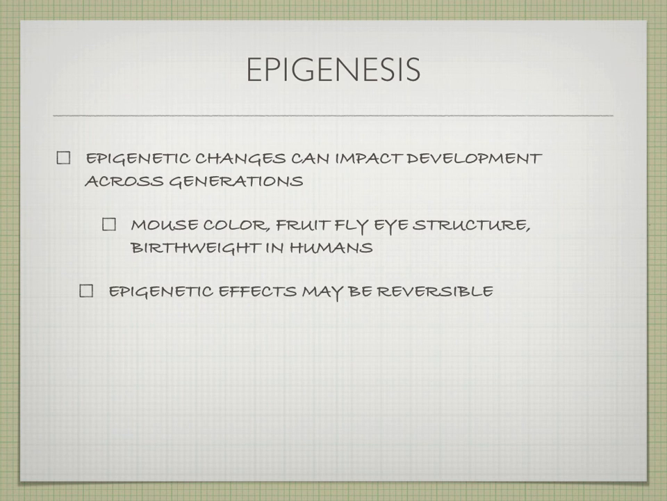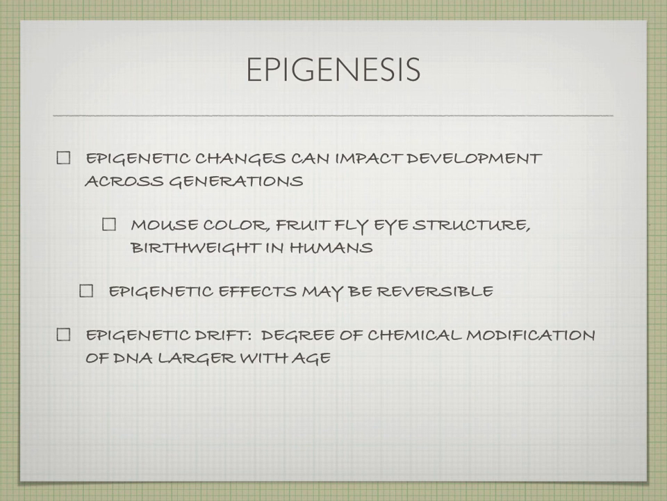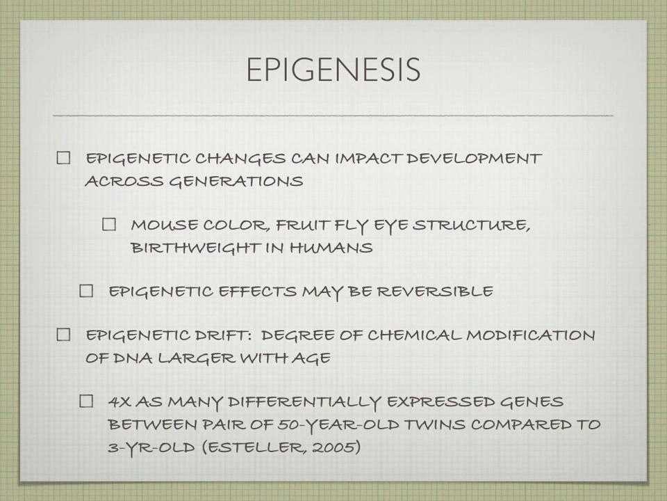These epigenetic effects may be reversible. You saw in that video that they were using this to turn off cancer in some ways. But we can also see this epigenetic drift, where the adult twins were more dissimilar than the young twins. And again, the degree of chemical modification is a lot larger with age. And as the video discussed, there can be as much as 4 times as many differently expressed genes between a pair of 50-year-old twins compared to a pair of 3-year-old twins. And remember, these are genetically identical twins, but those genes are being expressed differently because of this environmental influence.